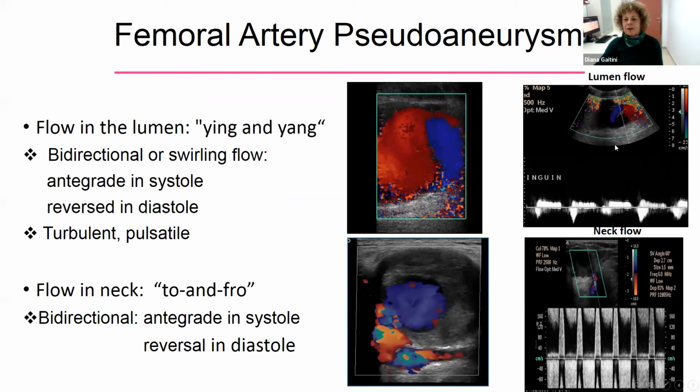What do we see? We will see a hematoma that has flow in the lumen. We speak about yin and yang flow, which is bidirectional, swirling flow, antegrade in systole and retrograde in diastole, with a turbulent pulsatile flow. And in the neck that is communicating with the native artery, we have a to and fro flow that is antegrade in systole and retrograde in diastole.